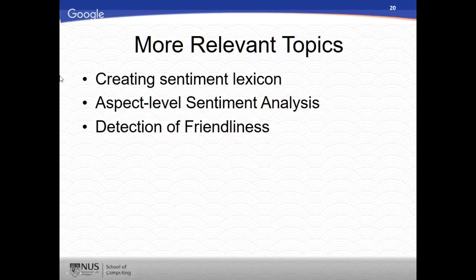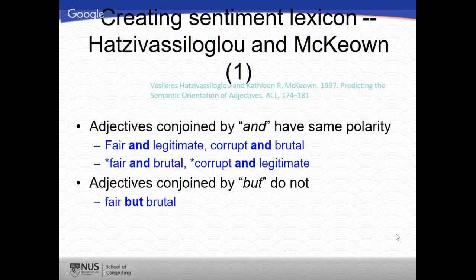So the first step is how to detect the friendliness of the sentence. Okay, let's go to the details. How to create a sentiment lexicon? A simple intuition is the conjunction. If words are conjoined by and, adjectives conjoined by and are likely to have the same polarity, right?